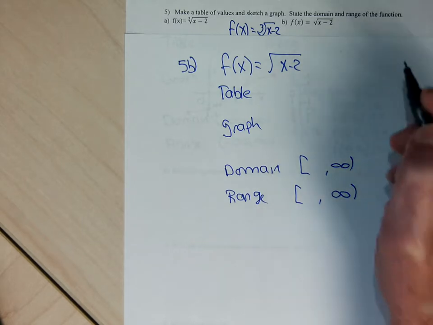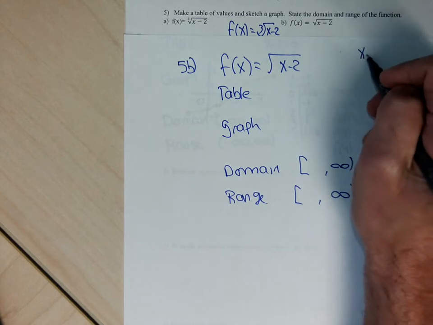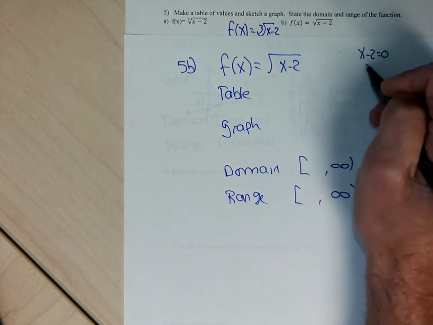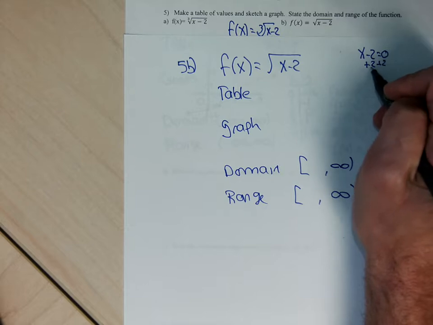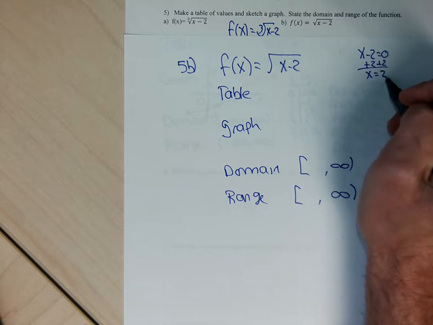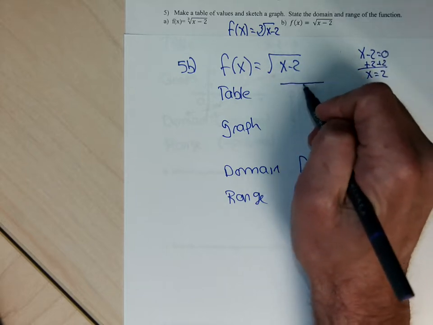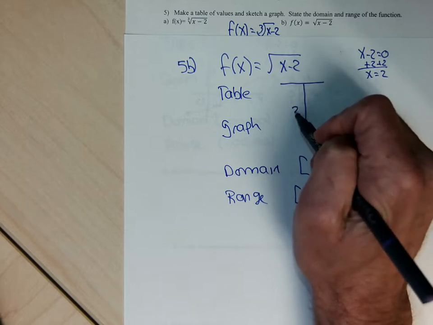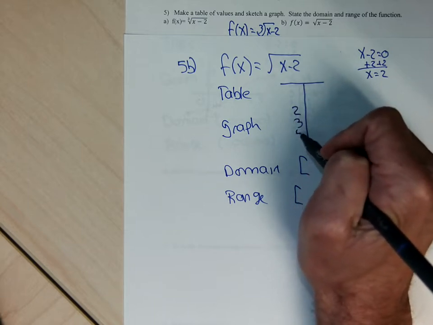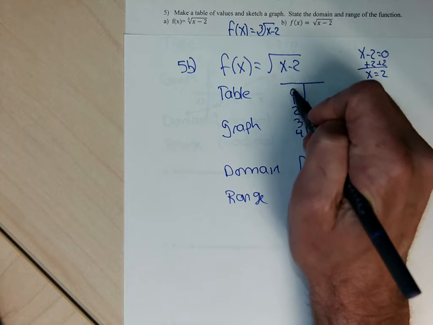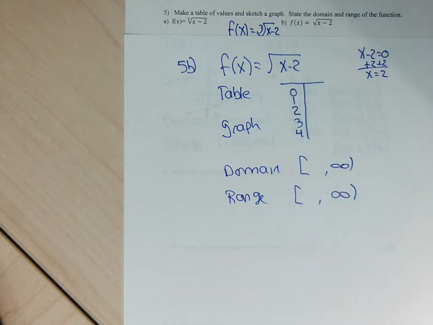My table is going to be the same because to get my table started, I take the radicand, set it equal to 0, and isolate the x. So when I go to do my table, I'm going to put 2 in the middle of my x column. I'm going to go bigger and smaller. And now I'm going to lazily get my table.